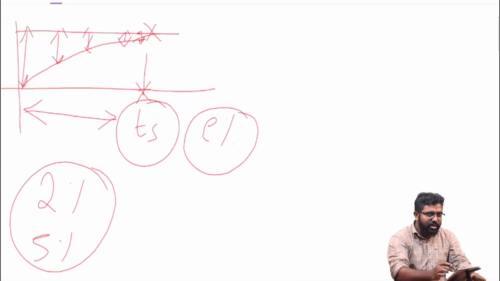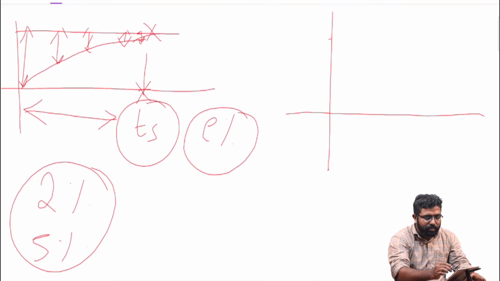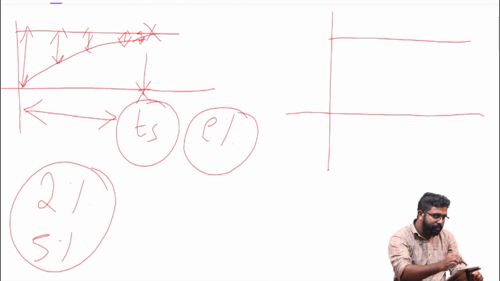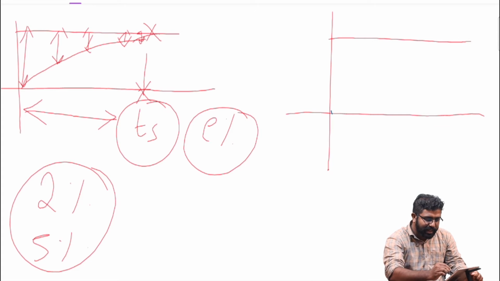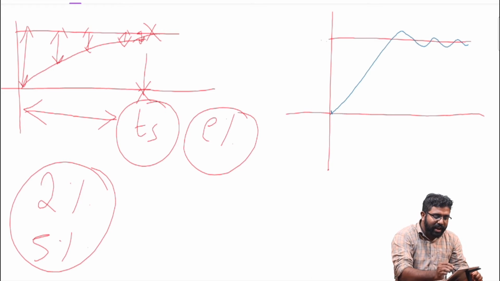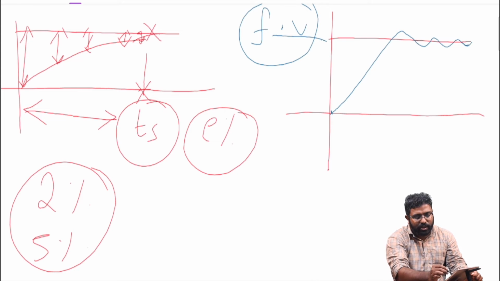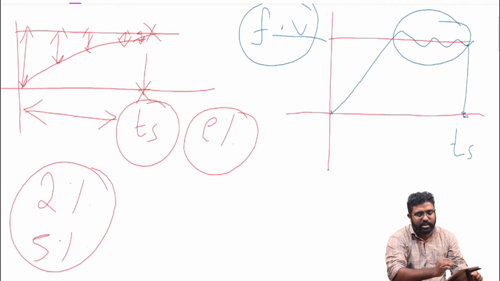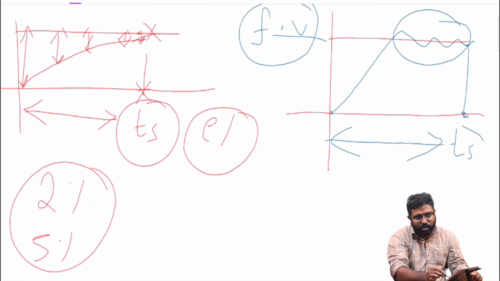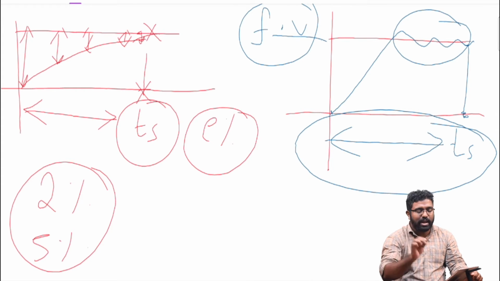If you take a second order system with the same step input, it reaches steady state with oscillations. This is my final value. My output should reach the final value with minimum oscillations, and this time should be very small for a good system. So with respect to the final value, I should define the settling time.